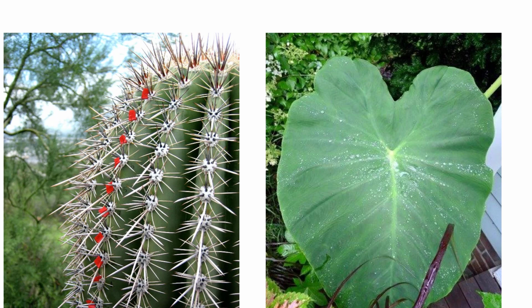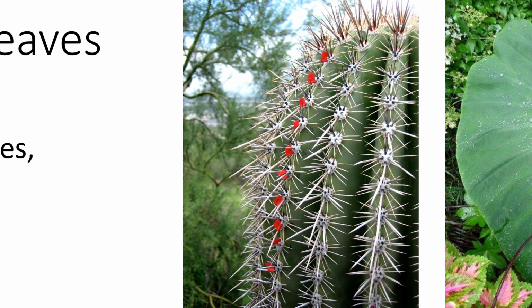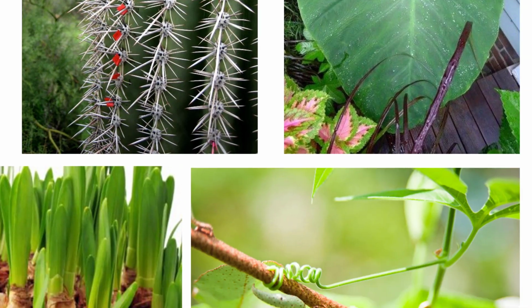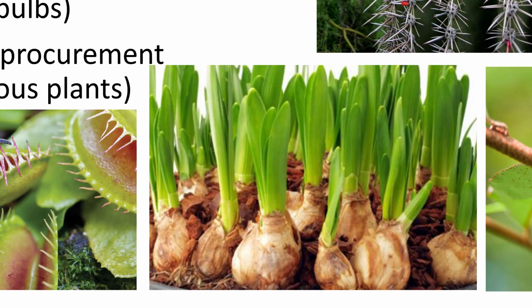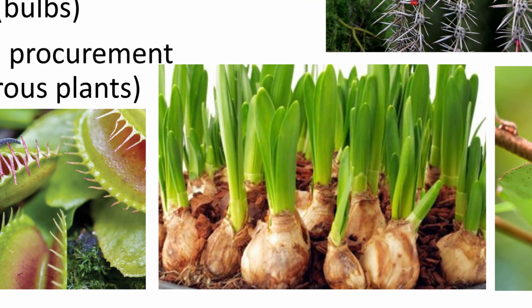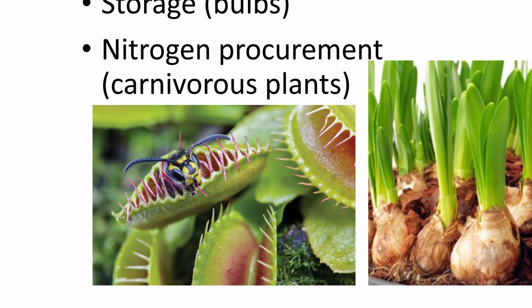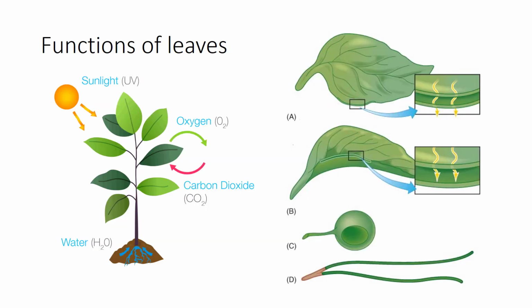This includes protection using spines or the bud scales on leaves waiting to emerge. Tendrils function as support for vines. Bulbs store carbohydrates while the top portion of the plant dies, and the plant lies in wait until it is the right time to emerge. In areas where soil nitrogen levels are poor, carnivorous plants trap and digest insects for their nutrients. Yummy.